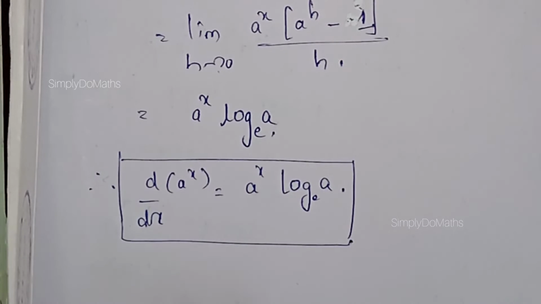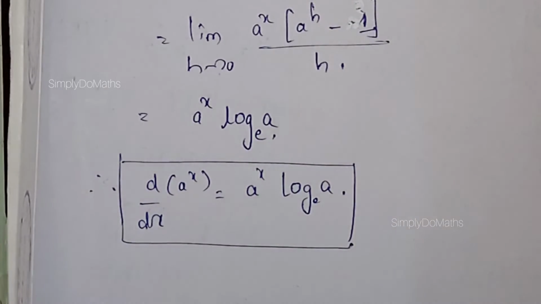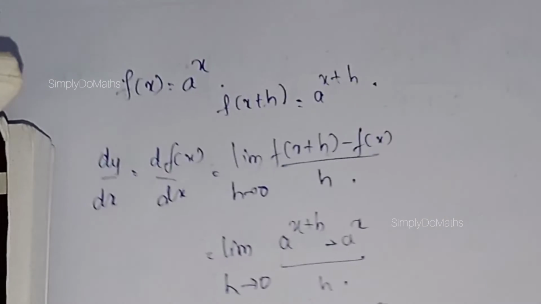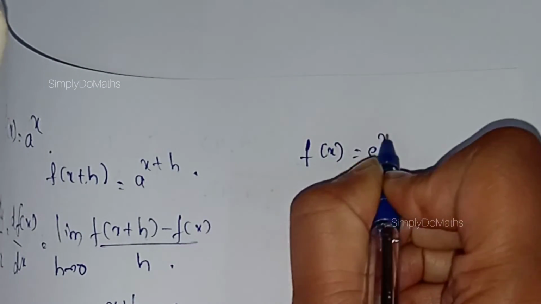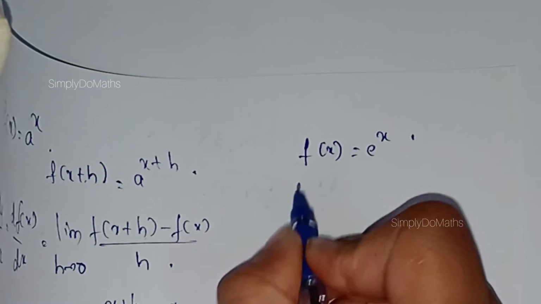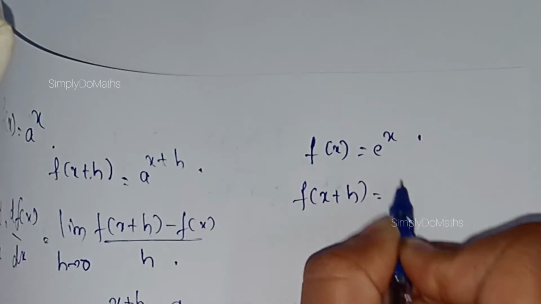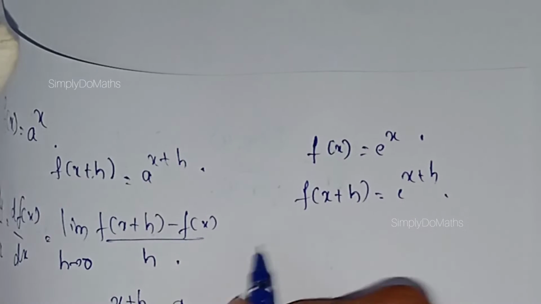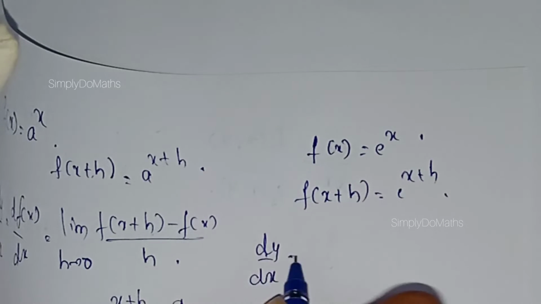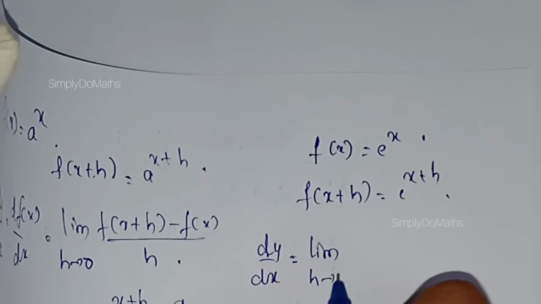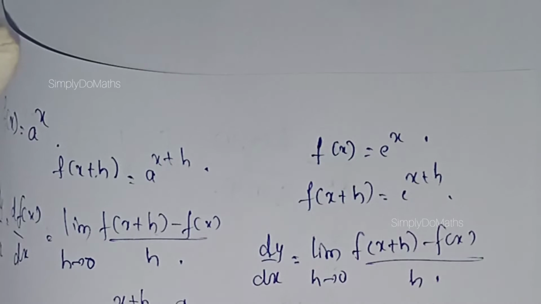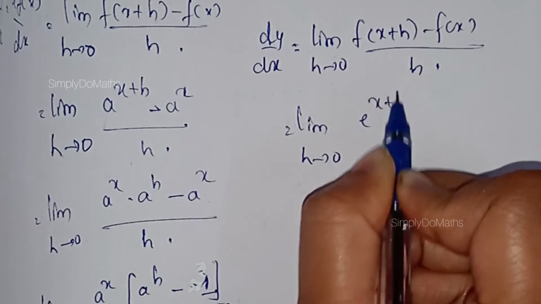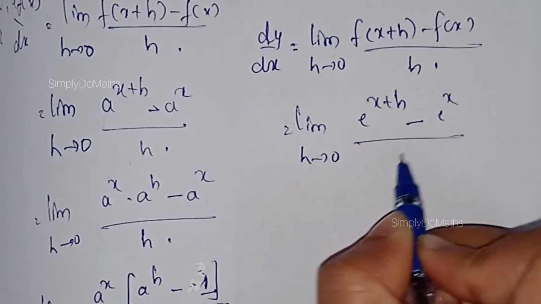Similarly, we can find the derivative of e raised to x also. So let us consider f of x as e raised to x. This is f of x. Then f of x plus h will be e raised to x plus h itself. So applying the formula of first principle, this is limit as h tending to 0 of f of x plus h minus f of x divided by h, which can be written as limit as h tending to 0, f of x plus h is e raised to x plus h, minus f of x which is e raised to x, divided by h.